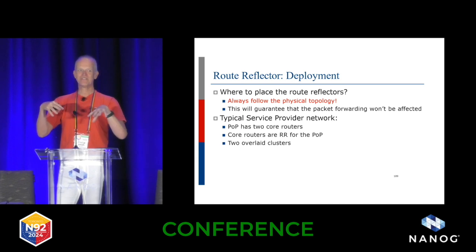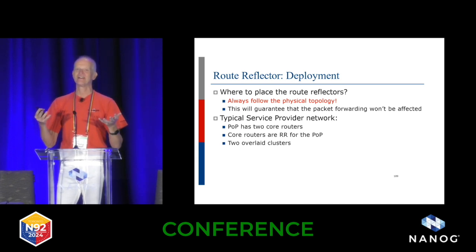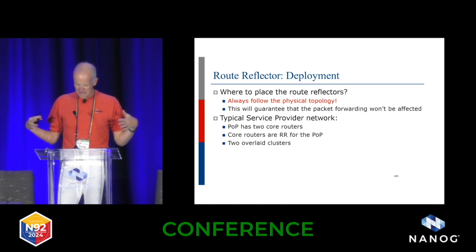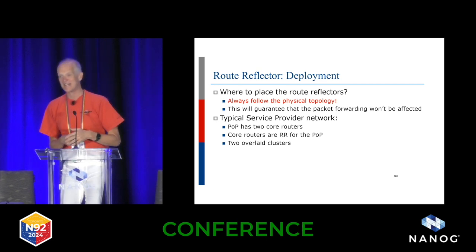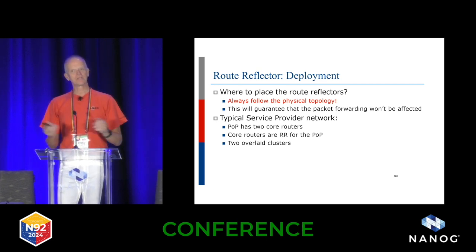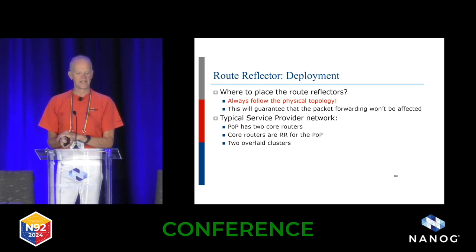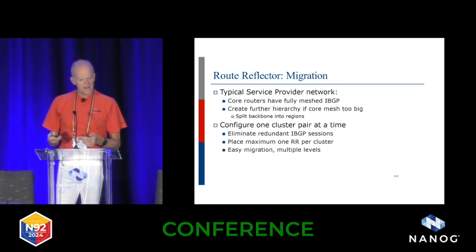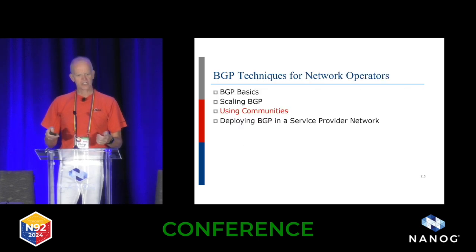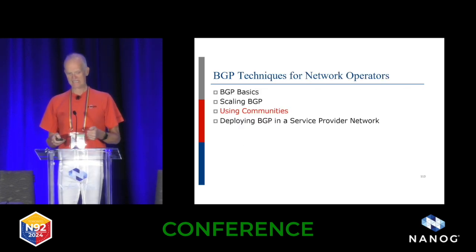The core routers in the POP, in the traditional design, they're the route reflectors. The packets are always going through the core routers anyway. Again, the principle of least surprise. It keeps things simple and nice and scalable. Won't talk about migration.